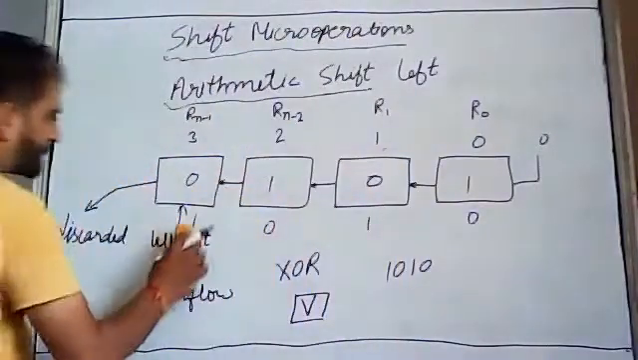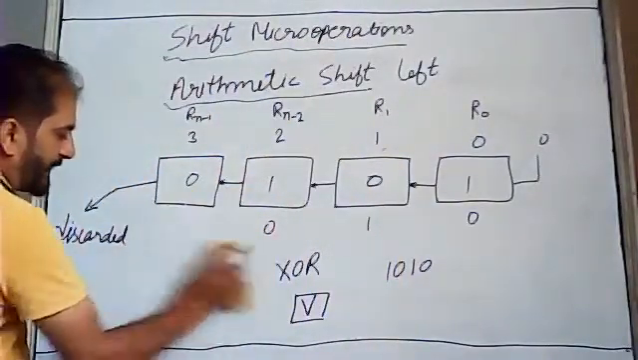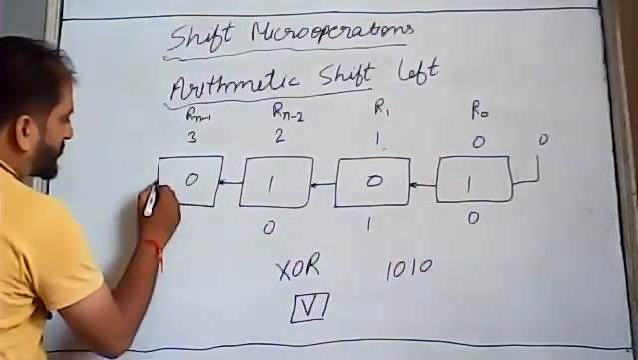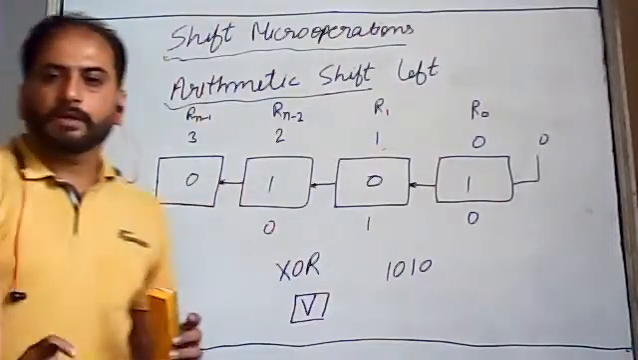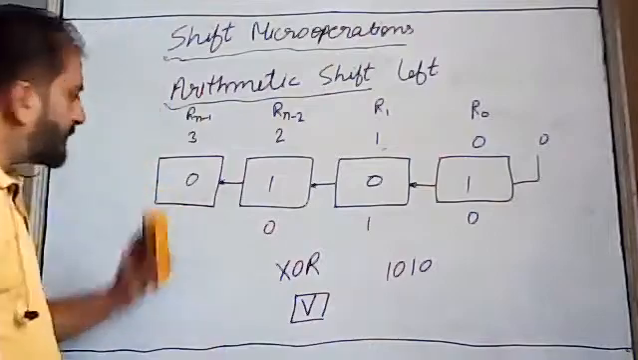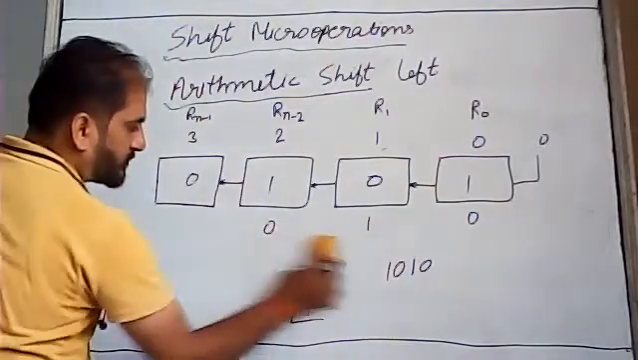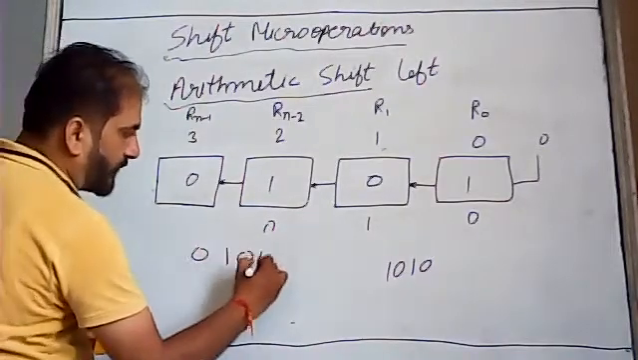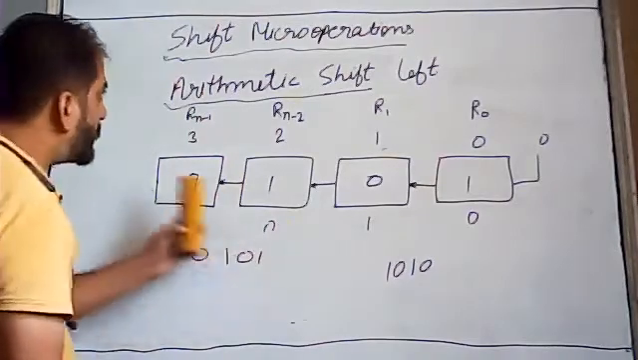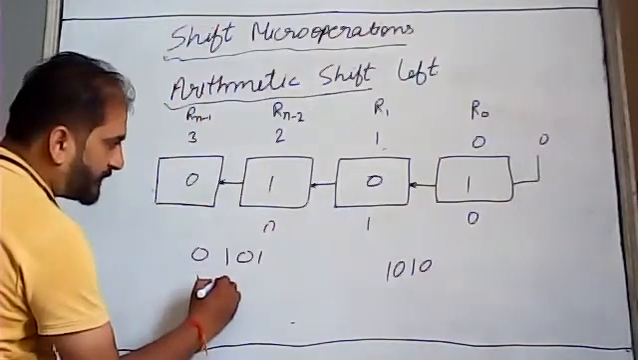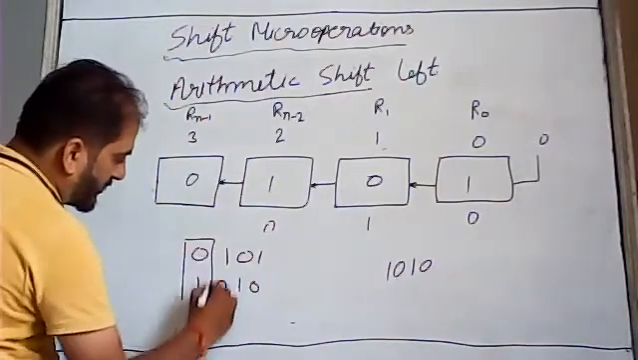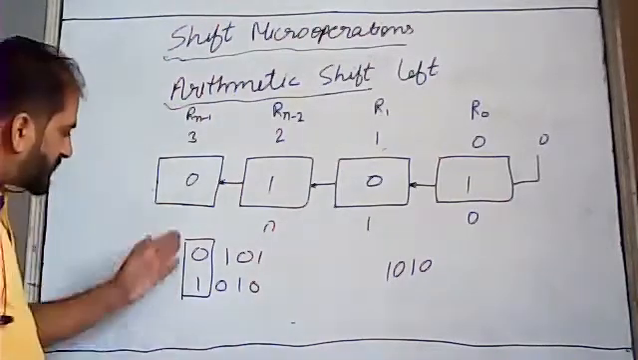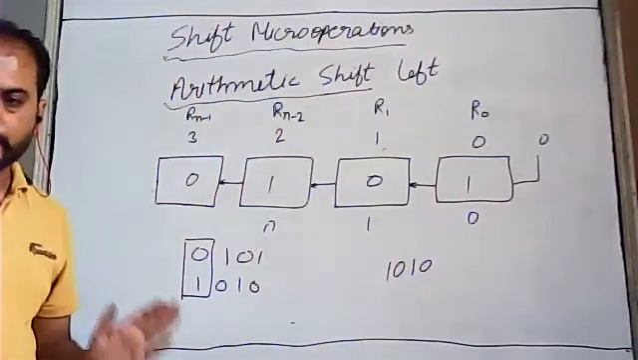In case of overflow, when the leftmost bit is changed, we need a sign reversal. For example, in this case, originally our data is 0, 1, 0, 1. But after performing the arithmetic shift left, the answer is 1, 0, 1, 0. So this means the leftmost bit has been changed, and we need a sign reversal.